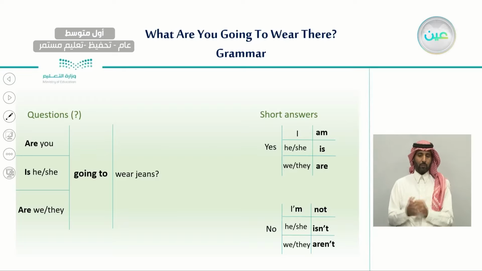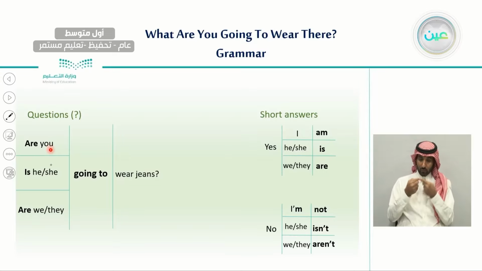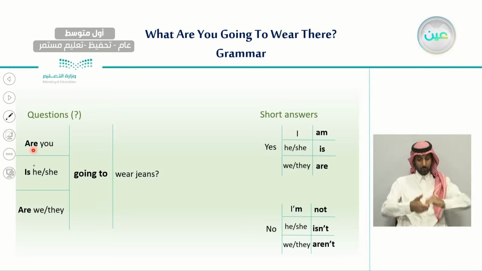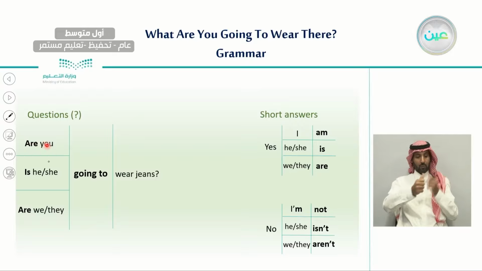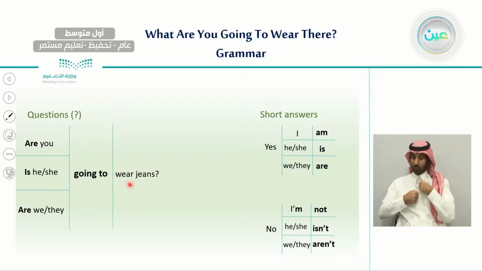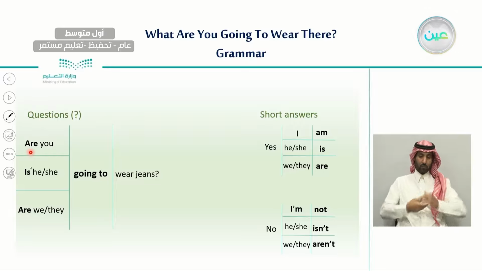And how can we make questions with the future going to? Simply, instead of starting with the subject pronoun, we start with the verb to be. So we would say, are you going to wear jeans? Is he or she going to wear jeans? Are we or they going to wear jeans? So, especially when making questions, we always start with the verb to be: am, is, and are.